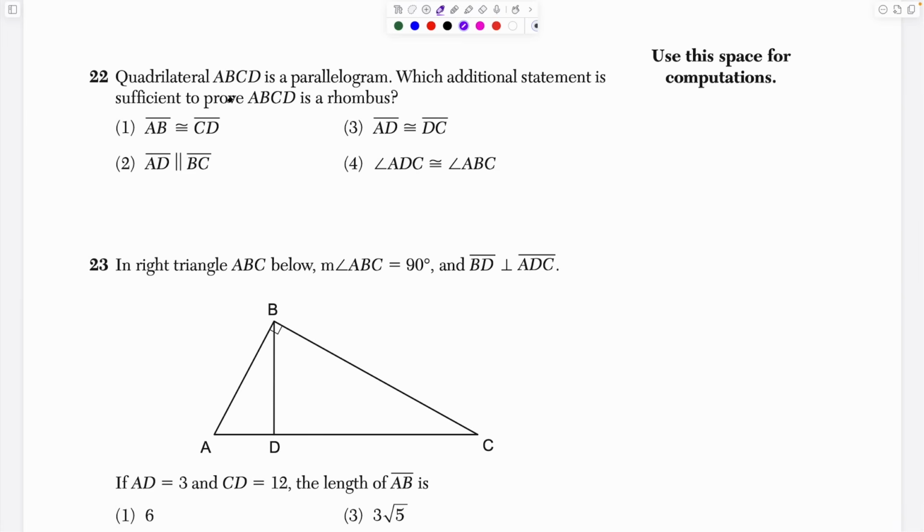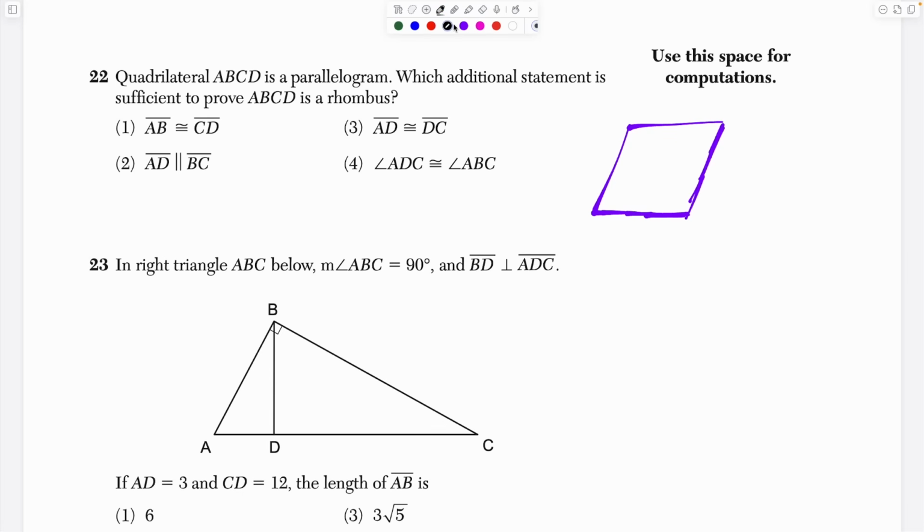Question 22, quadrilateral ABCD is a parallelogram. Which additional statement is sufficient to prove ABCD is a rhombus? So for this one here, what I'm going to do is draw out a little sketch of a rhombus. So that's a parallelogram with all 4 sides equal. So this one here, that's my sketch of a rhombus. So now let's just run through the answer choices.